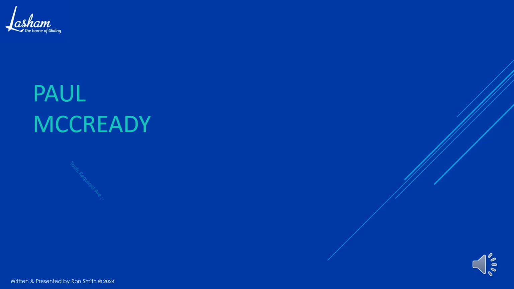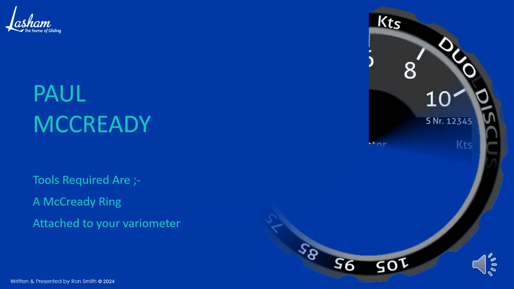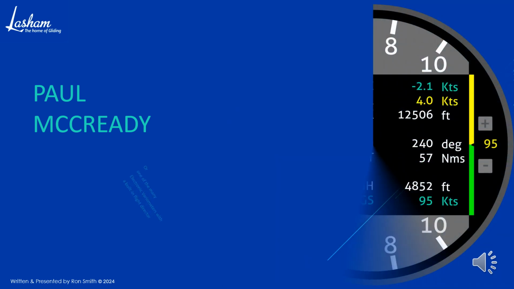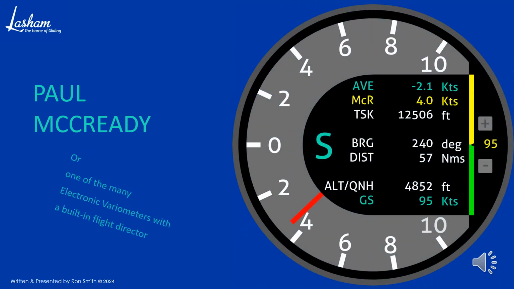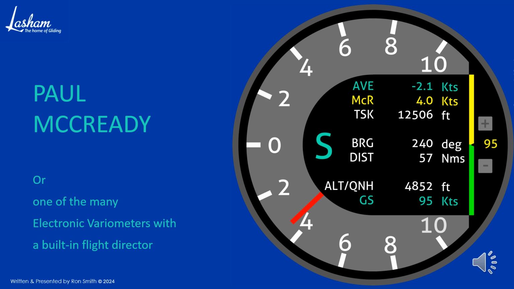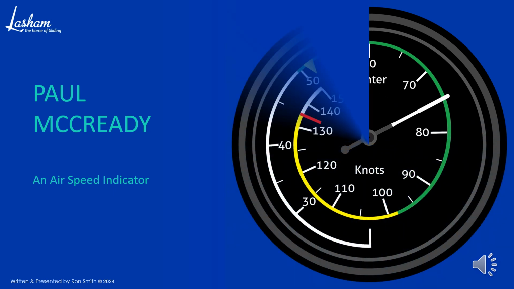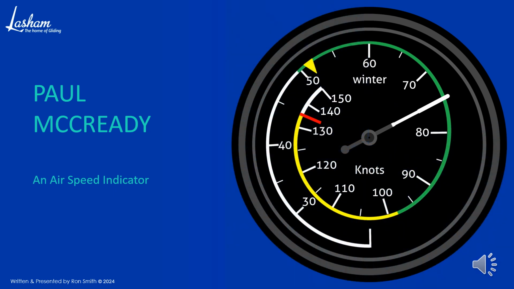You will require a McCready ring attached to your variometer, and it will look something like this. An electronic variometer with built-in flight director is more the modern state of play. Task data is shown on the instrument with the speed to fly flight director shown here on the right. You will also require an ASI so you can follow McCready's speed to fly as accurately as possible.